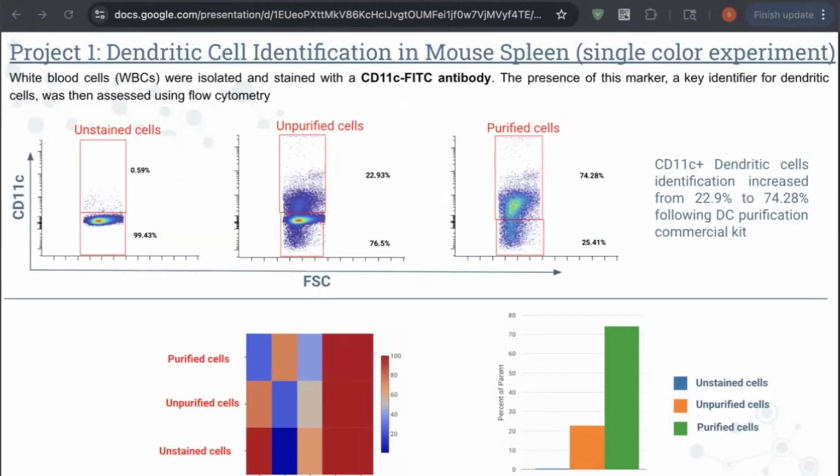This project's objective was to identify and quantify dendritic cells in mouse spleen samples, comparing three distinct types: an unstained sample, an unpurified sample, and a purified sample, which was enriched for the dendritic cells.